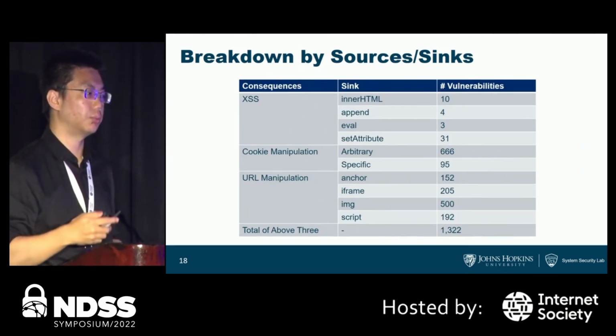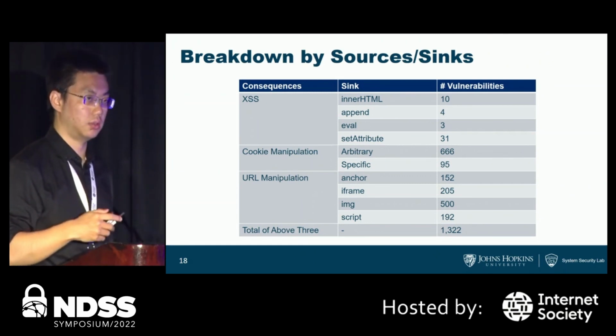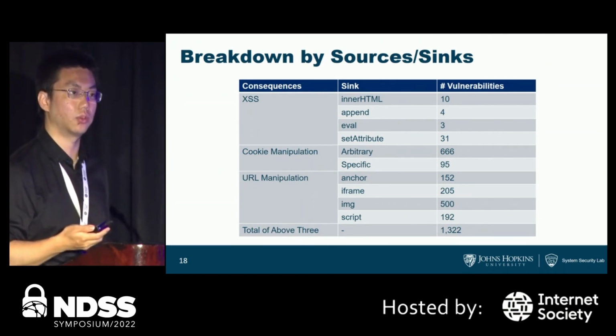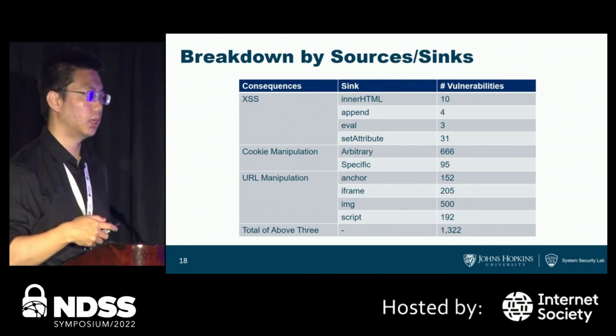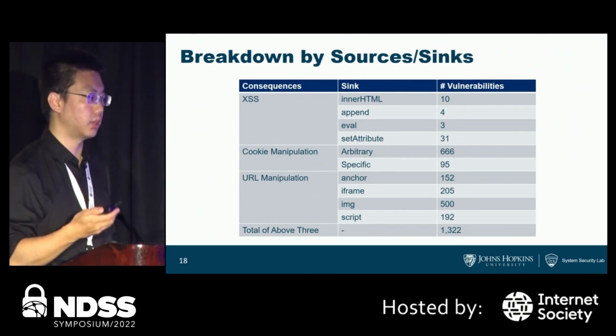Next is the breakdown by the sinks. All of our three consequences have multiple sink types. For example, cross-site scripting has four sink types, namely innerHTML, append, eval, and setAttribute.